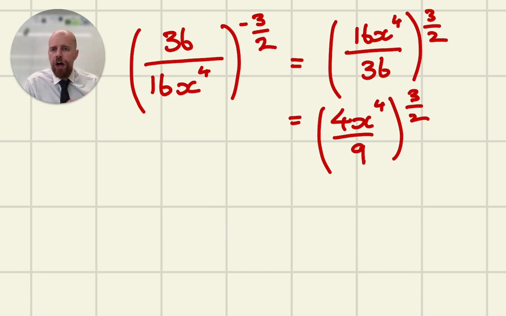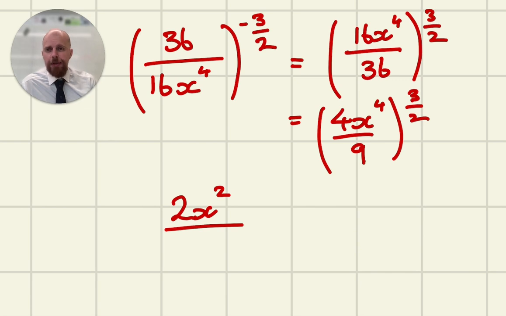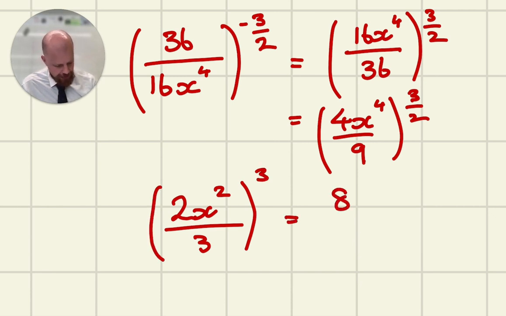Now, the 1/2 is square roots, so we're going to square root everything. The 4 becomes a 2. We do x to the power 4, raise to the power 1/2, so that's x squared. And we have 9 to the power 1/2, which is 3. And then we're finally going to cube it. 2 cubed is 8. We get 8x to the power 6 over 27.